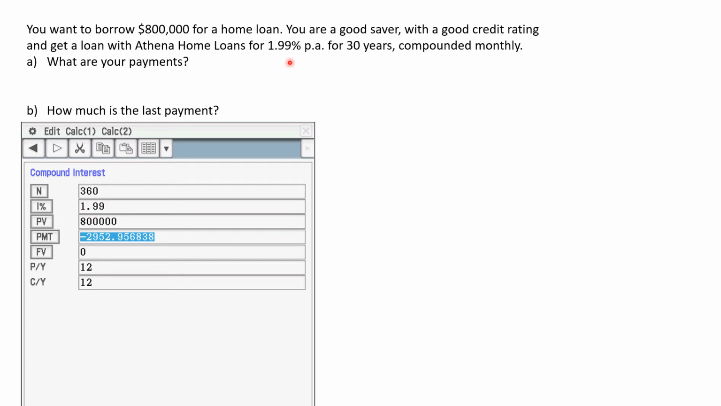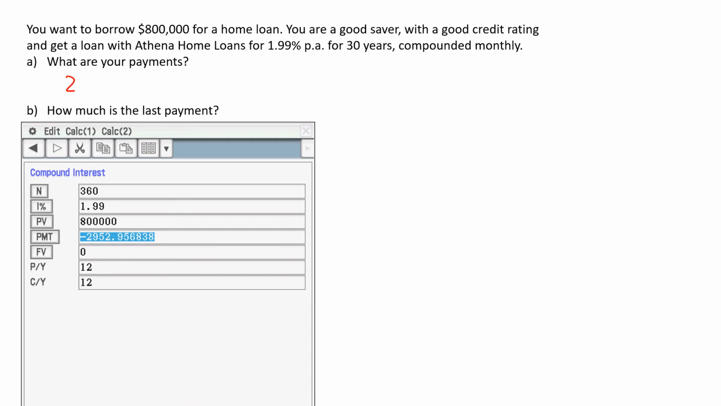Our APR is 1.99, nice one, so it's not that annoying thing off the amortization table. Present value is 800,000, final value is 0, PY and CY are the same, and they're 12 because of the monthly word. And click the button, and we get 2952.96. So make sure we write that number down.